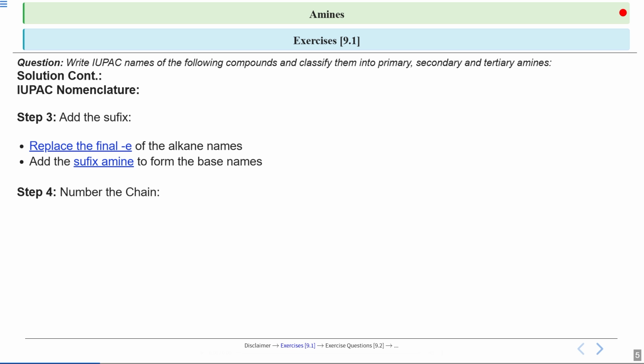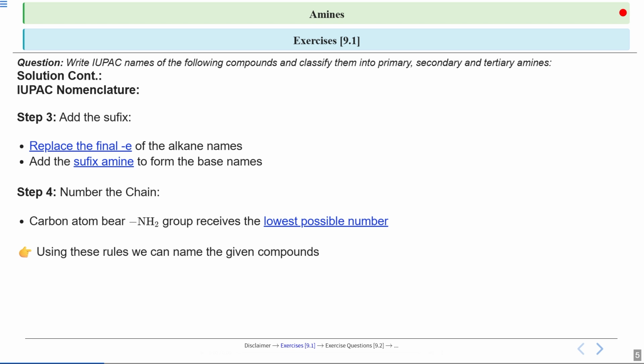The next step involves numbering the chain. Number the longest carbon chain to determine the correct base name, ensuring the highest priority functional group gets the lowest possible number. You have to number the chain so that the carbon atom bearing the NH2 group receives the lowest possible number. Using these rules, we can name the given compounds. So we are going to follow this set of rules and name the given compounds.